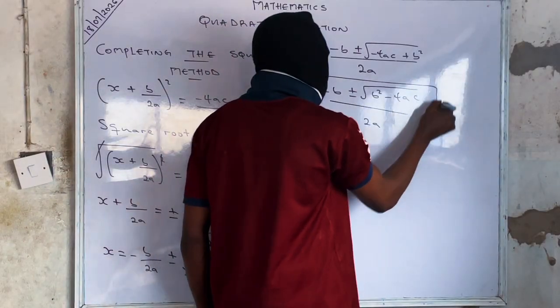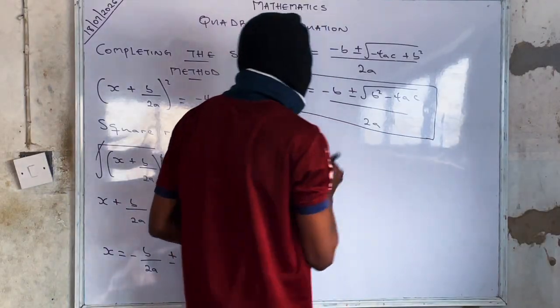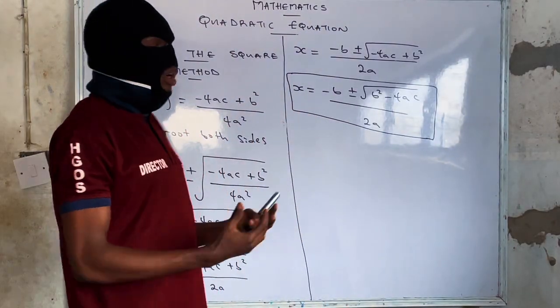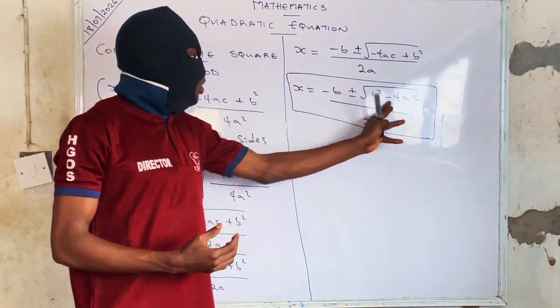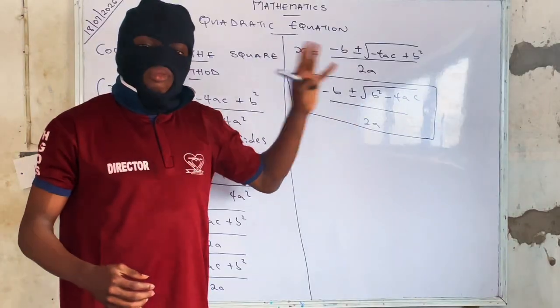Now this is the quadratic formula. x equals to minus b plus or minus root of b square minus 4ac over 2a. This is how to get the quadratic formula of a quadratic equation.